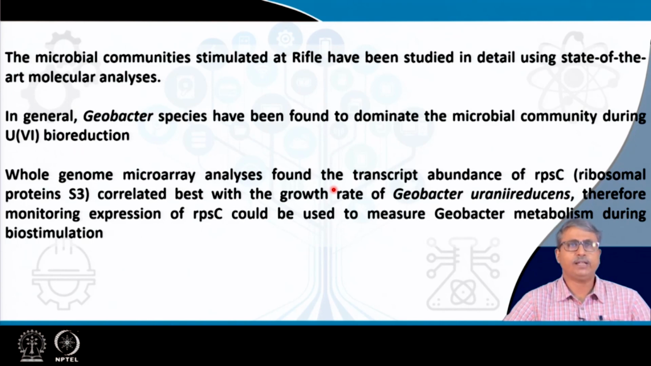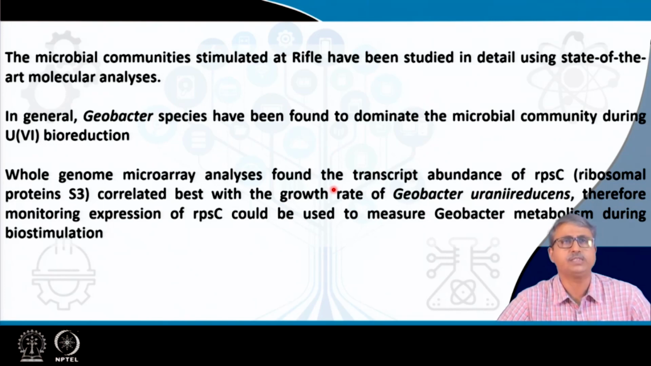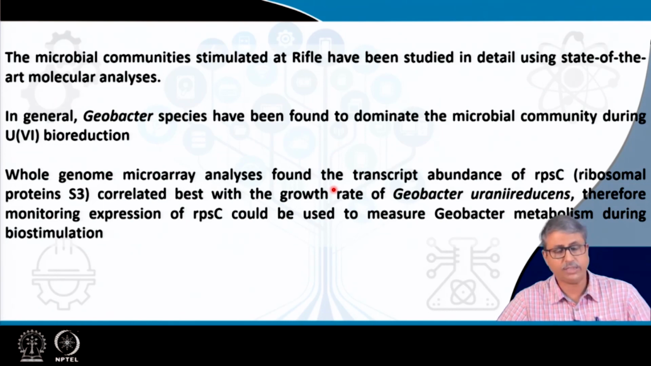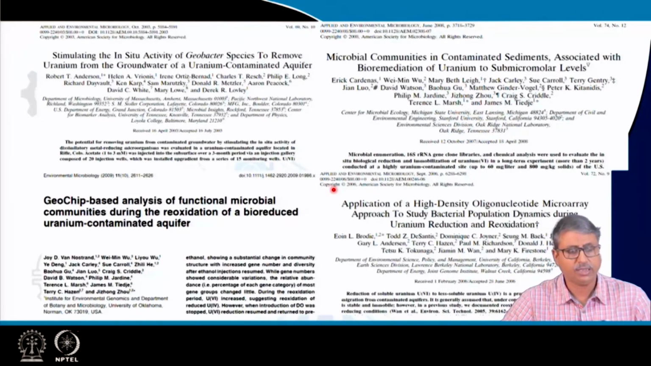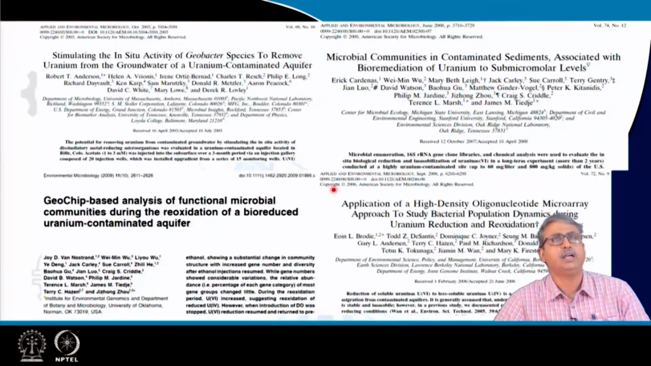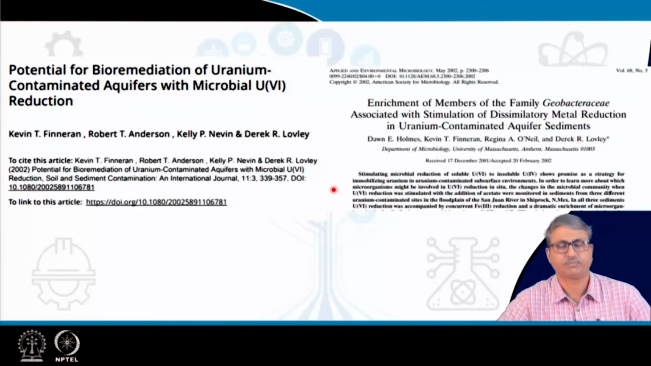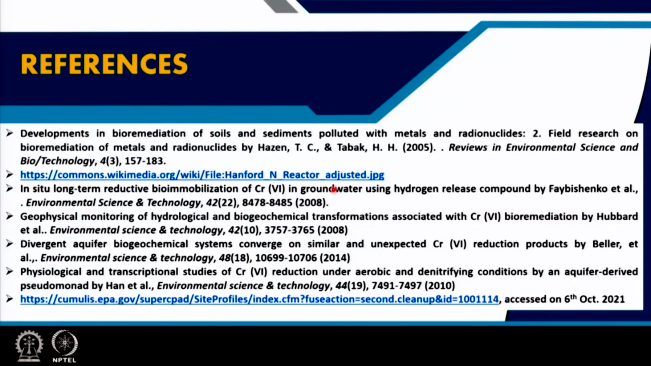Now, whole genome microarray analysis found that the transcript abundance of RpsC, a particular ribosomal protein, correlated with the growth rate of Geobacter uraniireducens. Therefore, monitoring its expression could be a biomarker for monitoring the activities of these organisms. Here are screenshots of some of the papers related to case studies of uranium bioremediation, and it is not only the Rifle site; multiple USDOE sites have been subjected to underground in situ bioremediation using a similar concept. So, these are the references in general.